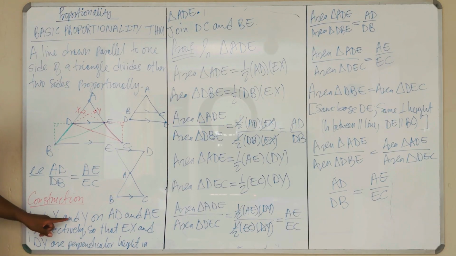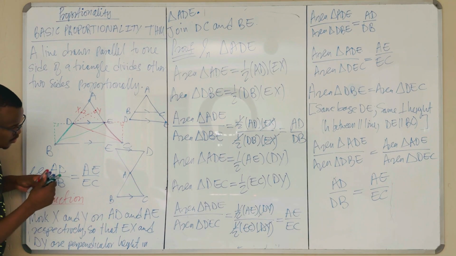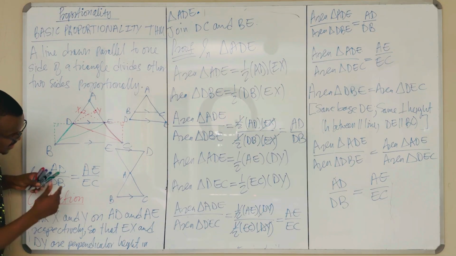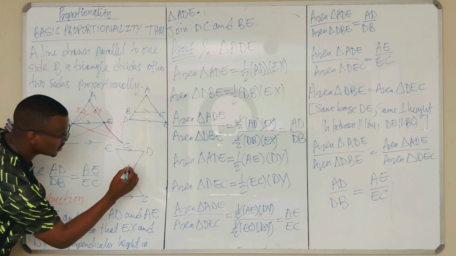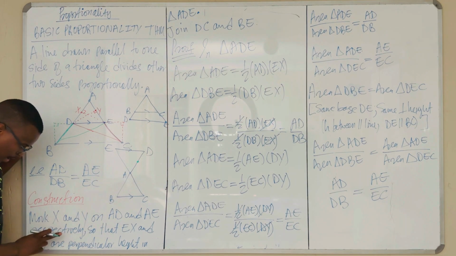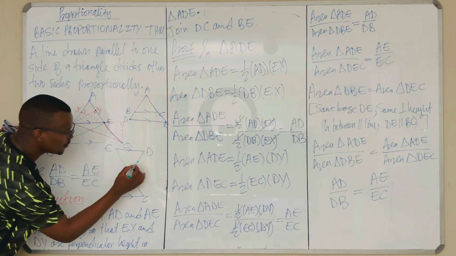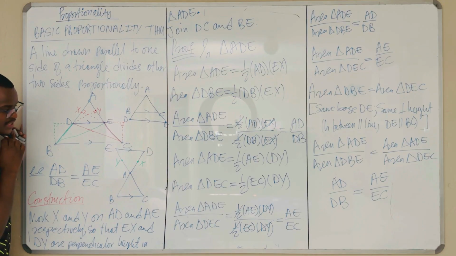Look, you mark your X and Y on AD and AE. Where's AD? AD is here. You mark your X on AD, and you mark your Y on AE. Here's your Y over here. Not sure if that makes sense.